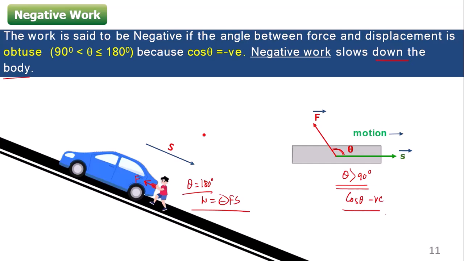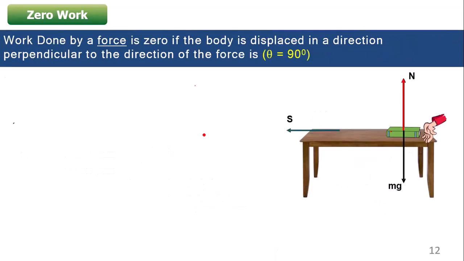So either work may be positive or work may be negative, and work may be zero also. Zero happens when the theta angle is 90 degrees. Let us say I am pushing this book with the force F. Because of that, the book has been displaced by a displacement s. Now, if I consider the weight of the body, corresponding to this force mg the displacement is making a 90 degree angle. Similarly, corresponding to the normal force, the displacement is also 90 degrees.